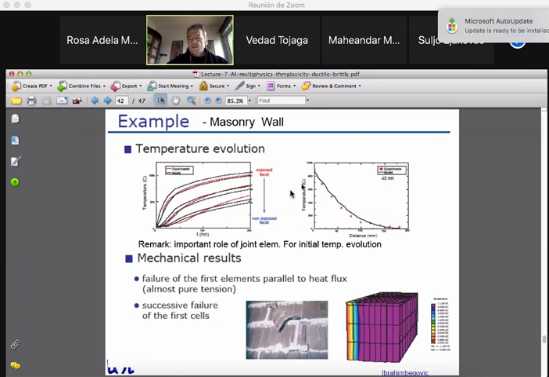You can see also that we can get very good distribution of temperature. So from the heated space where you have a fire all the way to the space which is close to ambient temperature, you have this distribution of temperature at a certain point in time.